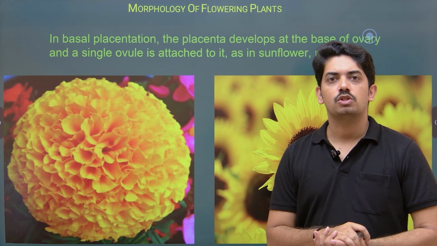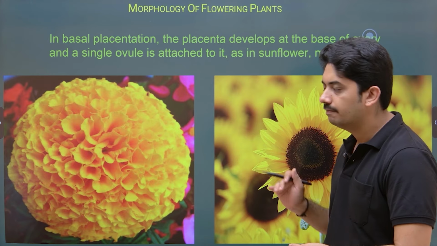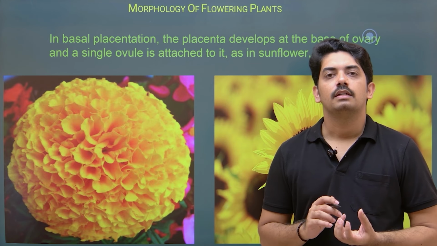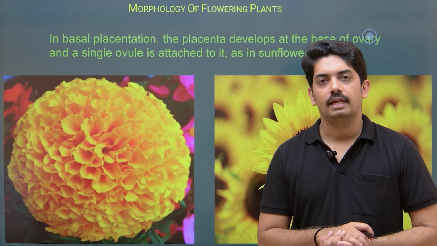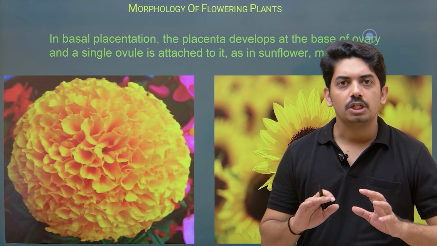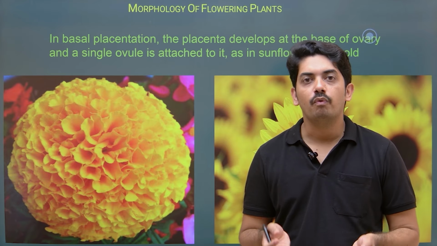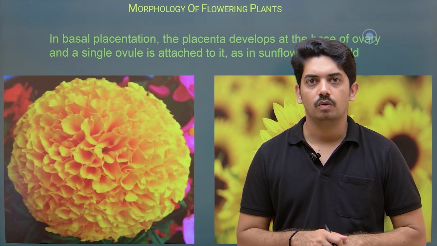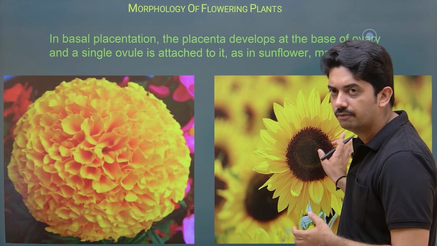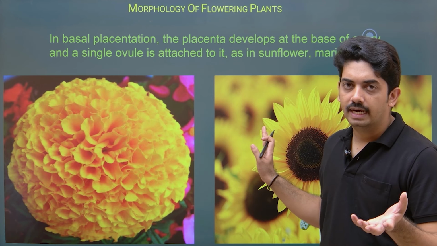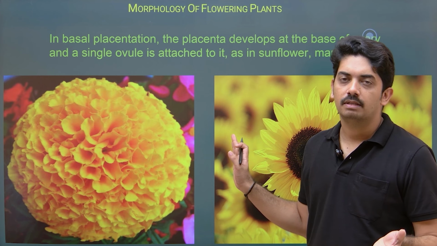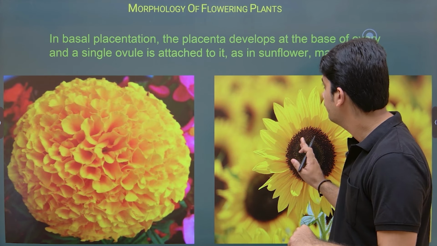Basal placentation is observed in marigold and sunflower, where at the base of the ovary a single ovule is present. Then it is called basal placentation. So placentation is all about the arrangement of ovules inside the ovary. That can be observed even in fruits, because a fruit consists of fruit and seed. Seeds are nothing but the fertilized ovules, and fruit is nothing but the fertilized ovary.